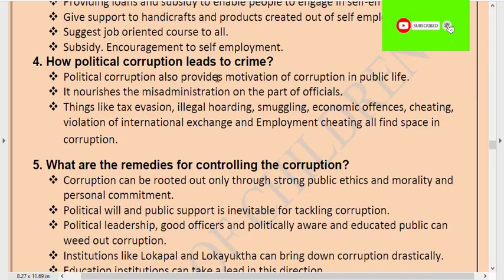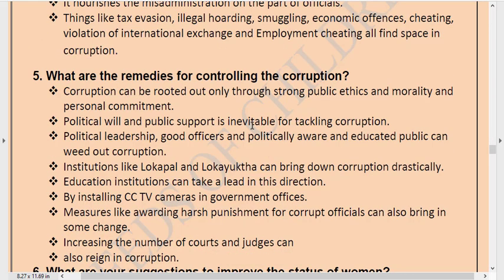Next question. How does political corruption lead to crime? Political corruption also provides motivation for corruption in public life. It nourishes misadministration on the part of officials. Things like tax evasion, illegal hoarding, smuggling, economic offences, and cheating all find space in corruption.